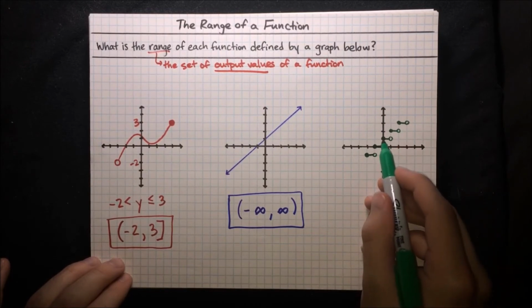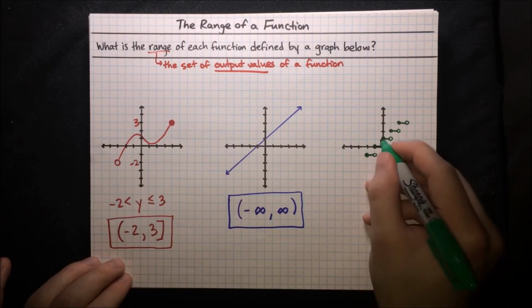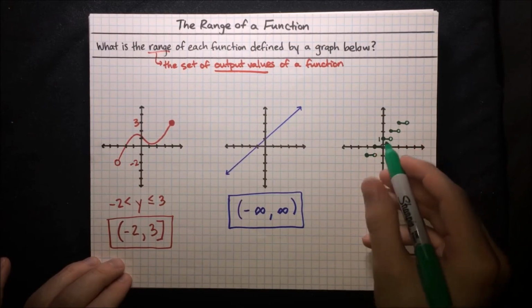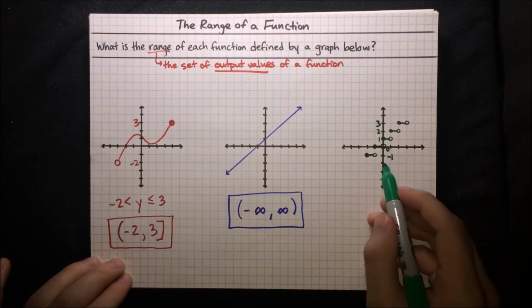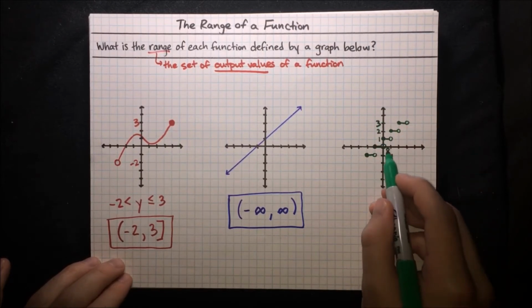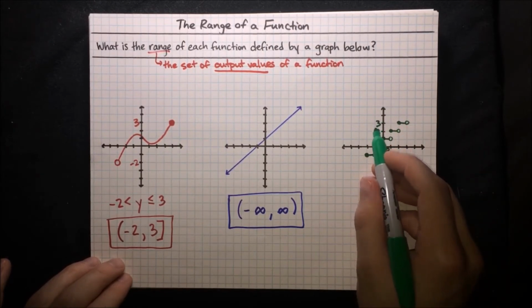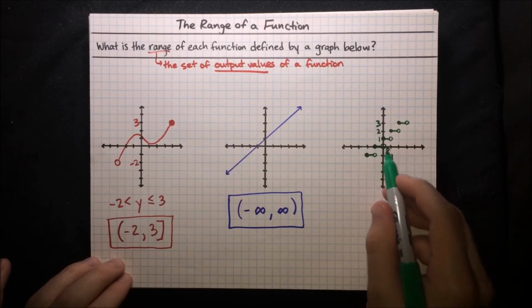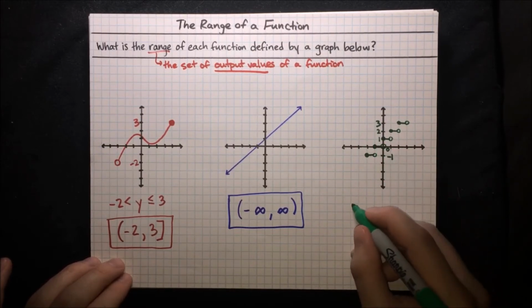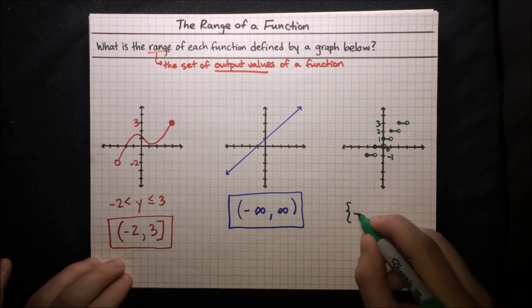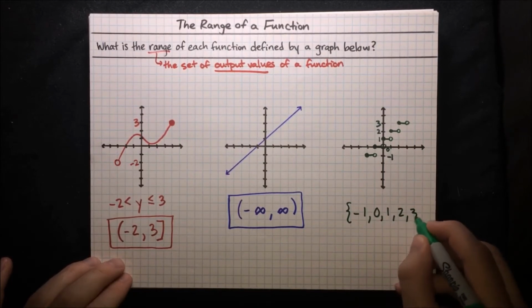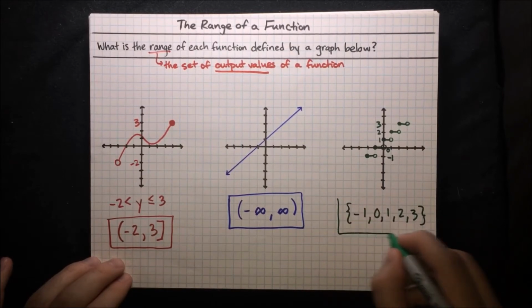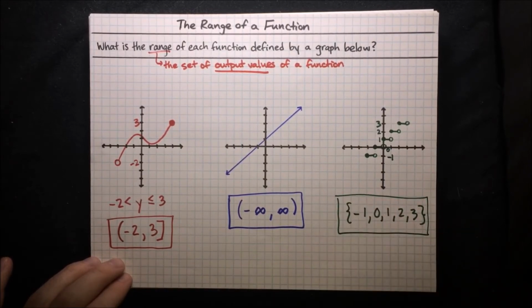At this third step, the y value is 1. At the next step, the y value is 2. At the next step, the y value is 3. So the y values are only -1, 0, 1, 2, and 3. Nothing in between, just those 5 numbers. So the range then is just the set of those 5 numbers: -1, 0, 1, 2, 3. So there we go. There is the range of the function.